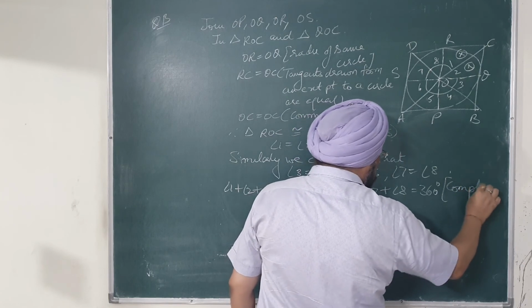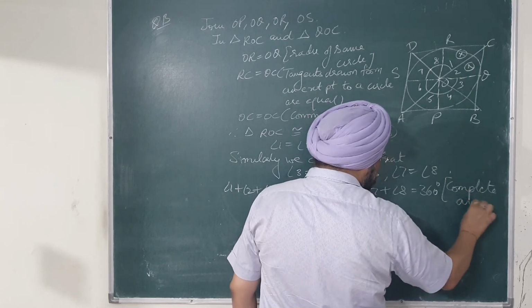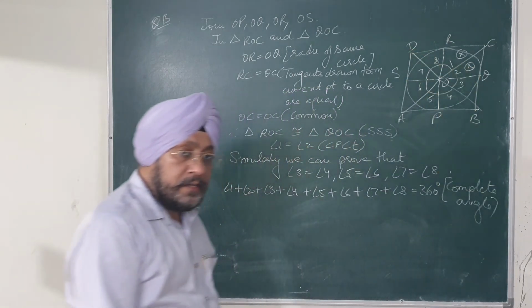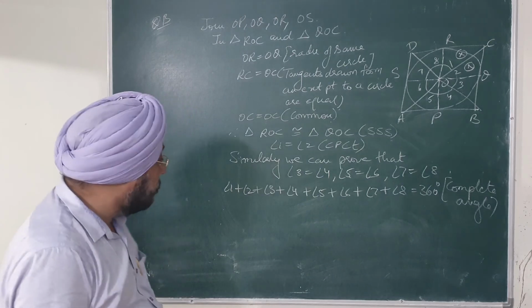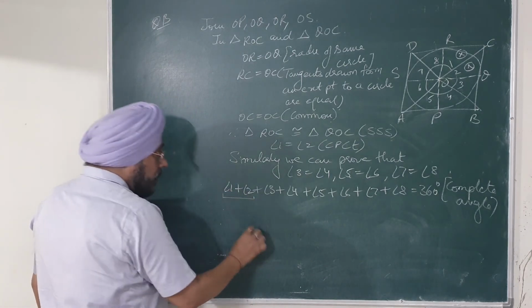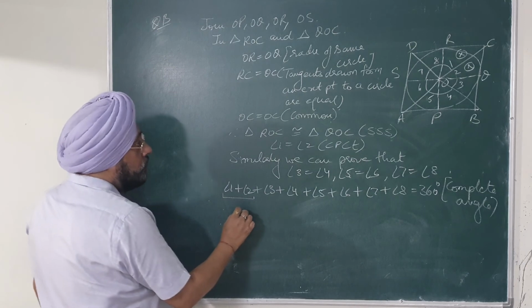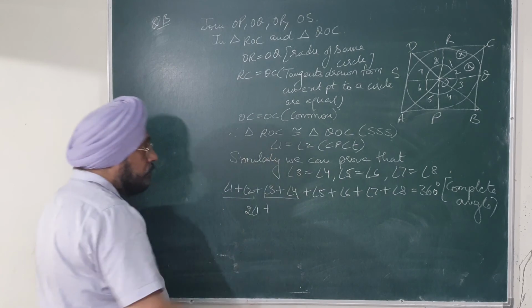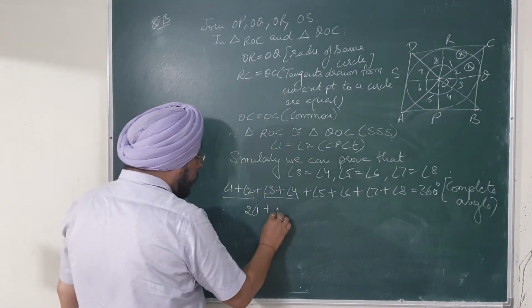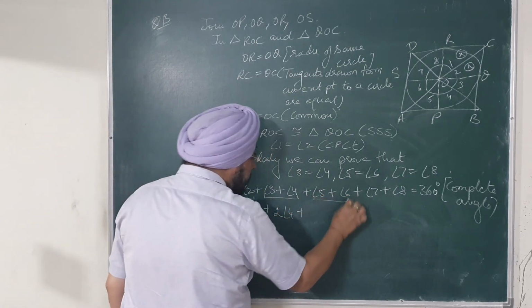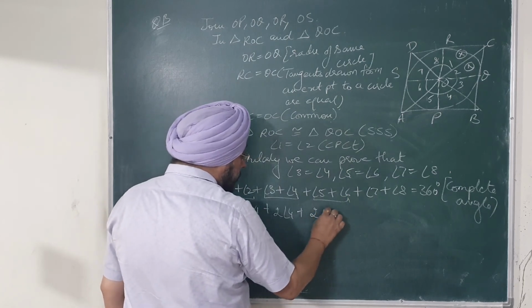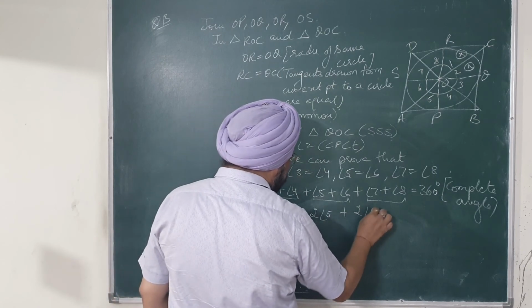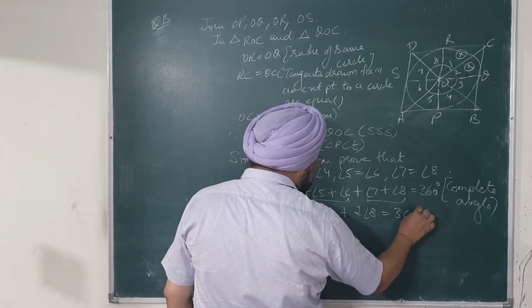Can I call it a complete angle? Because a complete angle means the angle of the circle, that is equal to 360 degree. Let's combine these. Since 1 = 2, so I can say this is twice of 1. Again 3 and 4 are equal, so let it be twice of angle 4. 5 = 6, let it be twice of angle 5. 7 = 8, let this be twice of angle 8, equal to 360 degree.